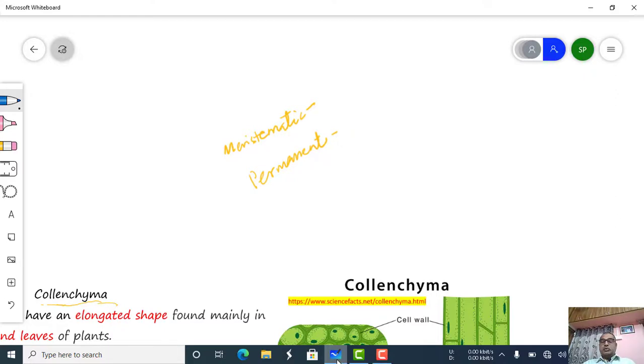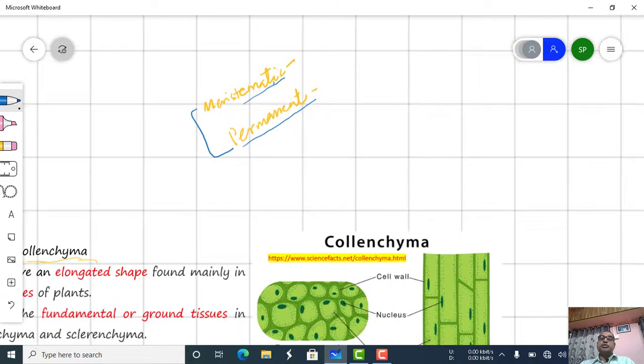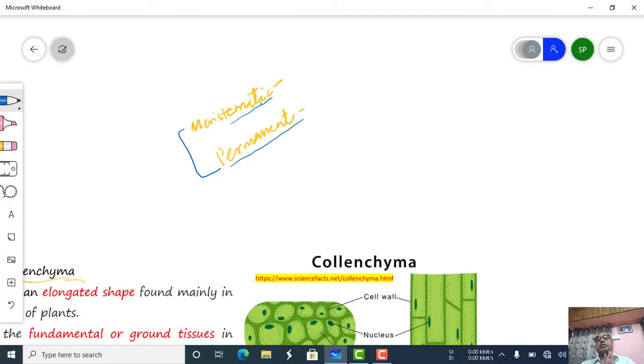We will deal with the tissue system. The tissue system is divided into two categories. The first one is meristematic tissue. The cells present in this tissue undergo division throughout their life. The other type is permanent tissue. Permanent tissue does not have the power of division.